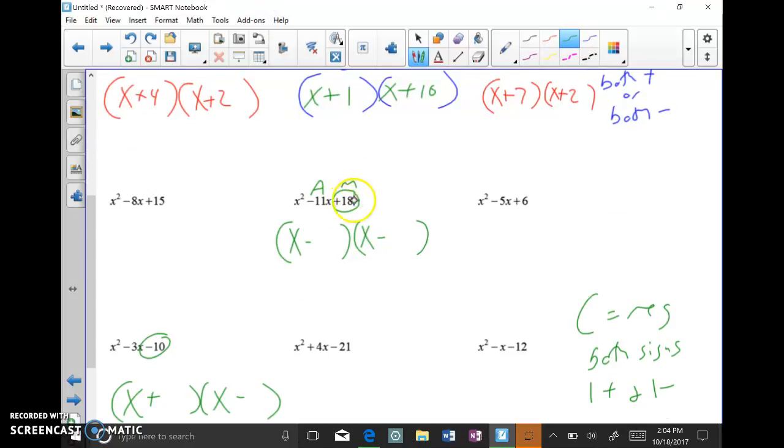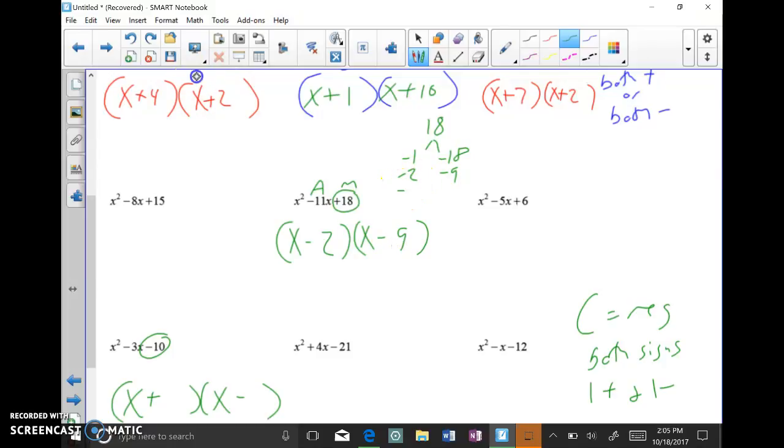So this one multiplies to positive, adds to negative. That means they must both be negative. And so what multiplies to 18? 18's got a bunch. But I know I'm looking for two negative numbers now, which is really helpful. -1, -18. Does that add to -11? No. -2, -9. Does that add to -11? Yes. So x minus 2, x minus 9.